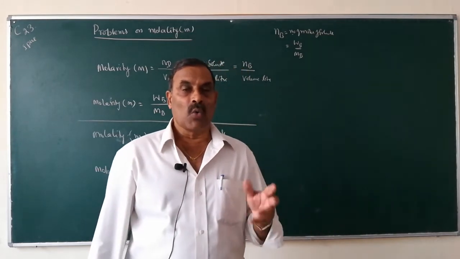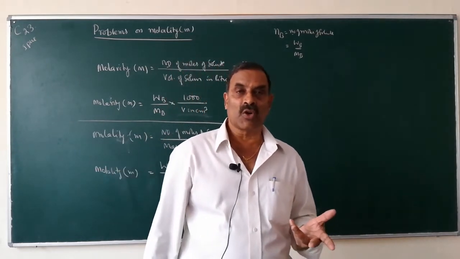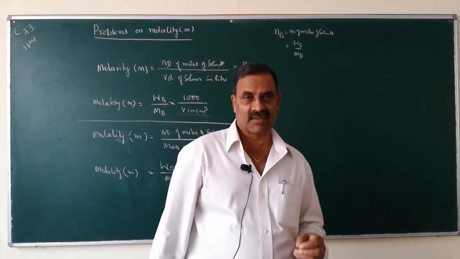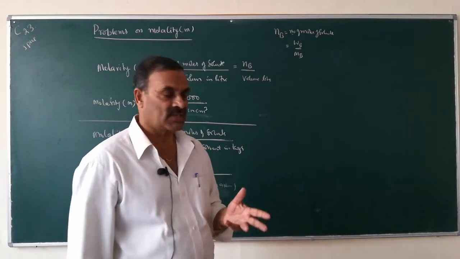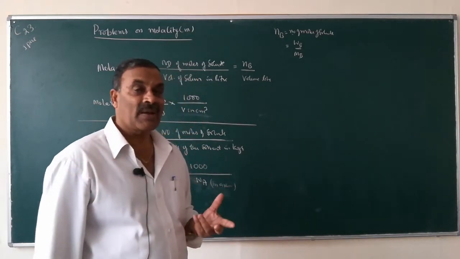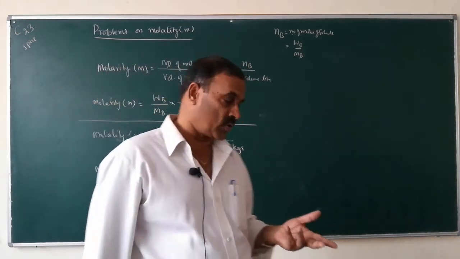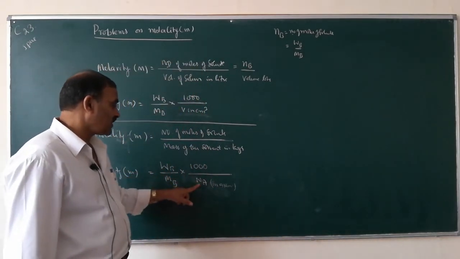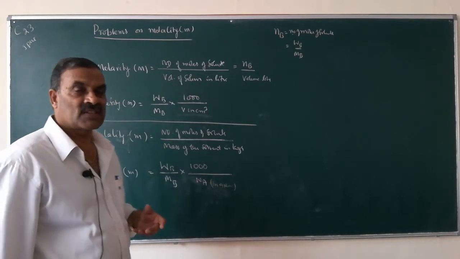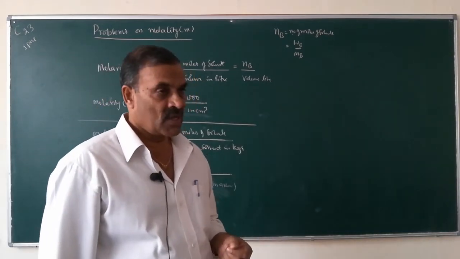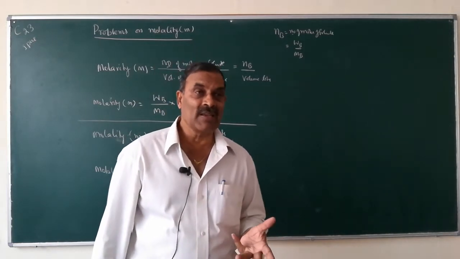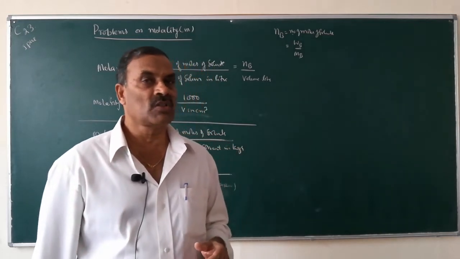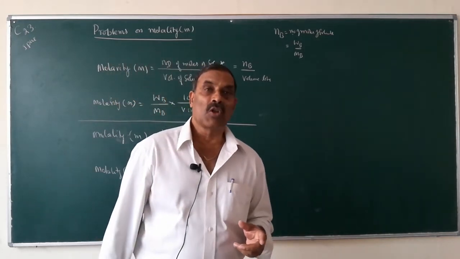So similarly, 1 mole of any solute is equal to its number of gram molecular mass. So if 1 mole of solute is dissolved in 1 kg of the solvent, then the concentration of the solution is 1 molal. What is the unit of molality? Unit of molality equals moles per kg, or molal.